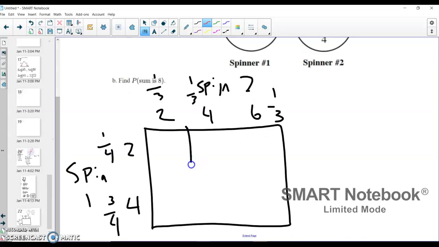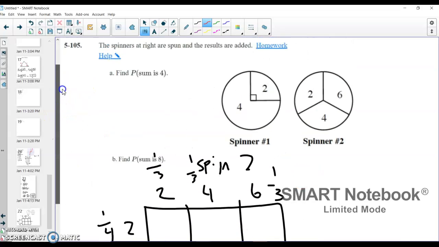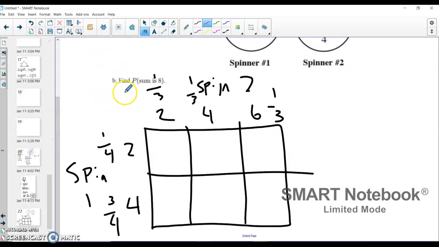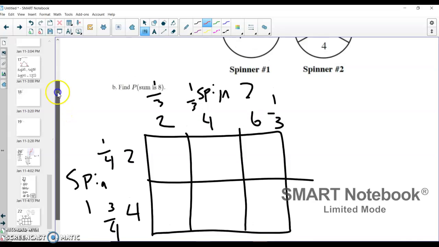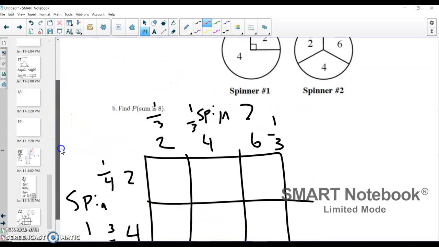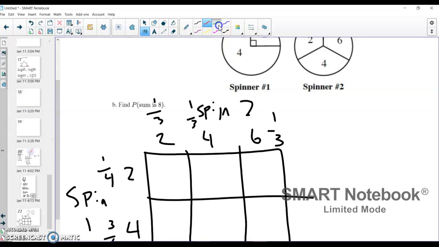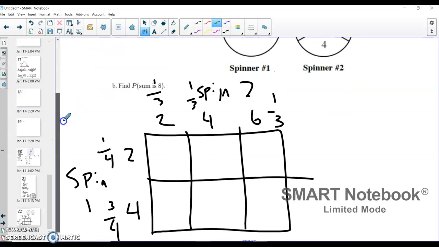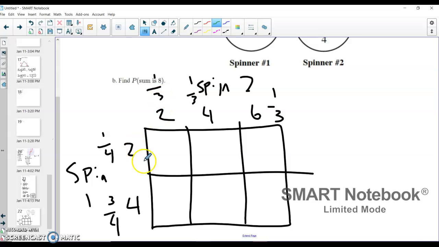Now I'm going to split up my area model, like so. And I'm going to look for the boxes, because again, I'm doing part A. Actually, let's fill out the whole area model because we'll use it again in part B. All right, so I'm looking for the boxes that add up to 4. And I'm also going to look for the boxes that add up to 8. I'm going to highlight them with different colors. I'll highlight the boxes that sum up to 4 in green.